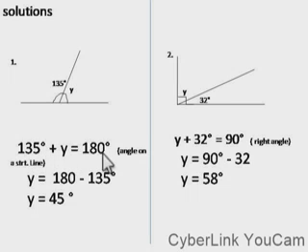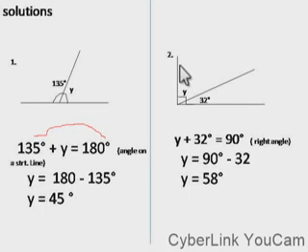For this particular equation, we have to collect like terms. Y is already here, plus 135. Moving to this side becomes minus 135. So we now have y is equal to 180 minus 135, and the answer will be what? 45.